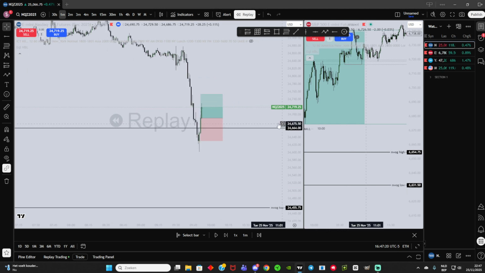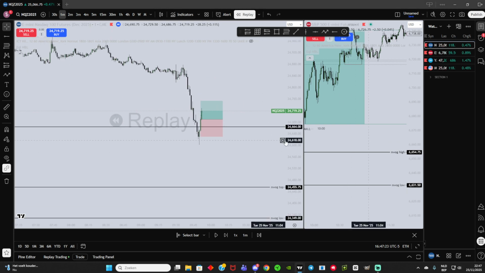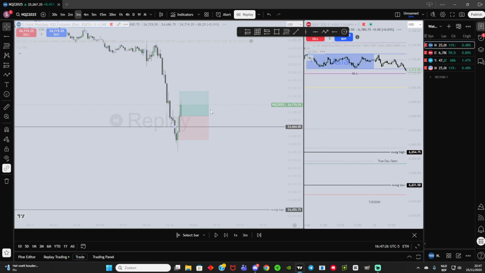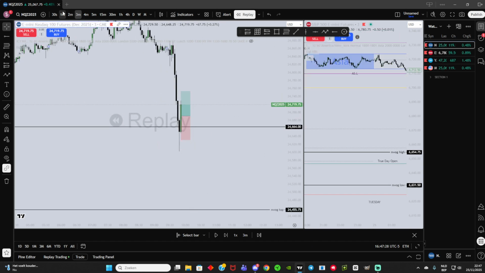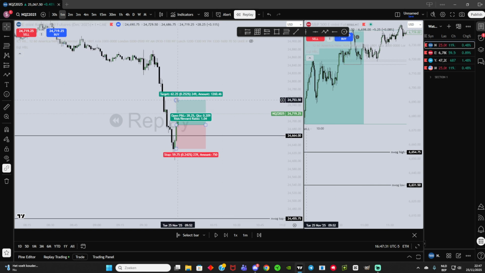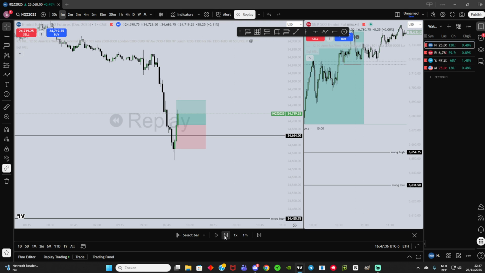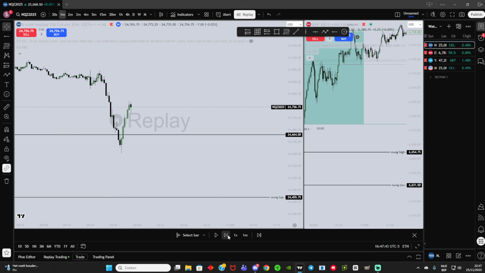So this setup was valid for me. I just didn't take it due to conviction reasons. But if you took this and didn't care about that 3 minute, really good job. My TP would have been a 1-to-1 because of the 5 minute gap there. Yeah, that would have hit. Super nice setup, just wasn't for me. Bang. After that, I wanted a continuation long.